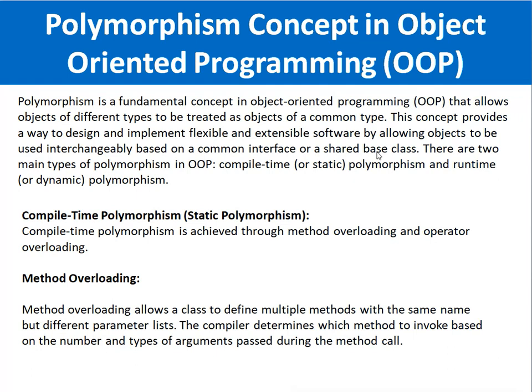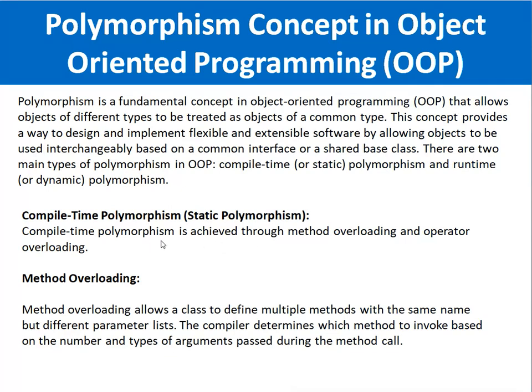In object-oriented programming, we have two types of polymorphism. First one is the compile time or static polymorphism, and second one is the runtime or dynamic polymorphism. So mainly two types are there, static or dynamic polymorphism. Compile time polymorphism or static polymorphism is achieved through method overloading and operator overloading.